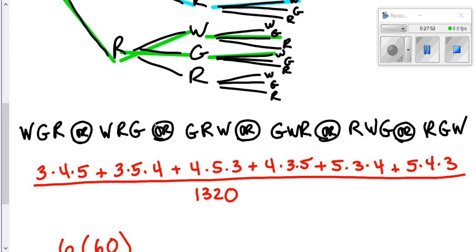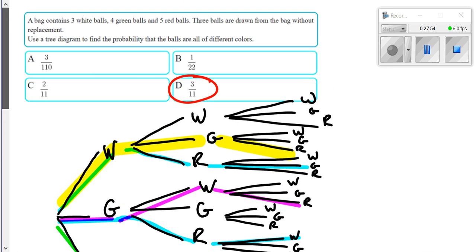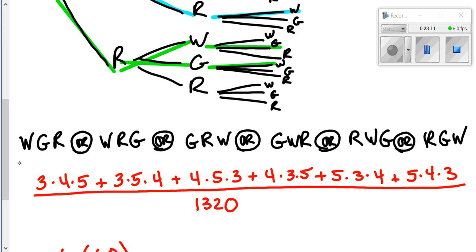And then I am going to be drawing from this bag. And if you look at this, this has 3 plus 4, which is 7, plus 5 is 12. So the first time I draw, I'm going to have 12 balls that I am selecting from. Then the next time I'll have 11. Then the next time I have 10. So my denominator is going to be 12 times 11 times 10, which is 1320.